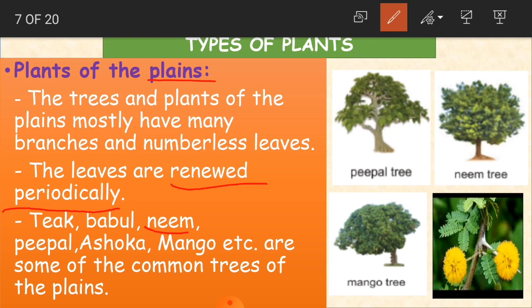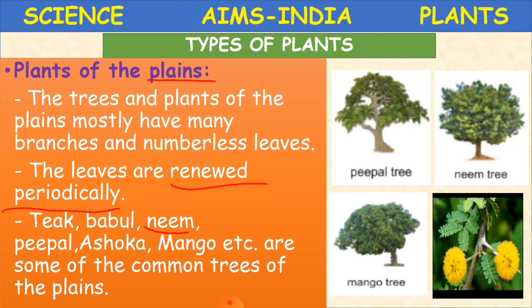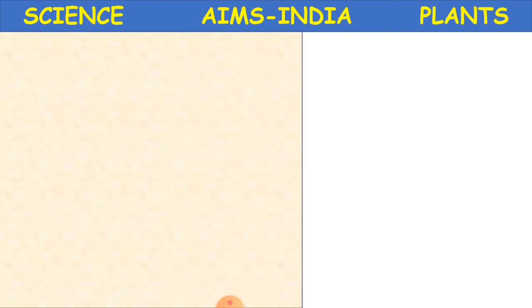You can see it in the diagram also. Clear, children? So what are the type of plants which grow on plains? These are trees which have so many branches and numberless leaves. They are renewed. They grow according to the seasons. Neem, mango, peepal and ashoka are some of the trees which grow on plains. Clear?